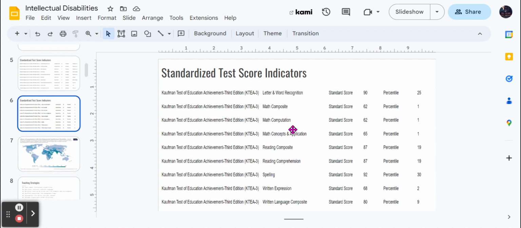We also use the Kaufman test. This is more of an academic based test, and you can see the percentile scores, how low they are. Scores are generally between 85 and 115 to be considered average. You can kind of see where they are.